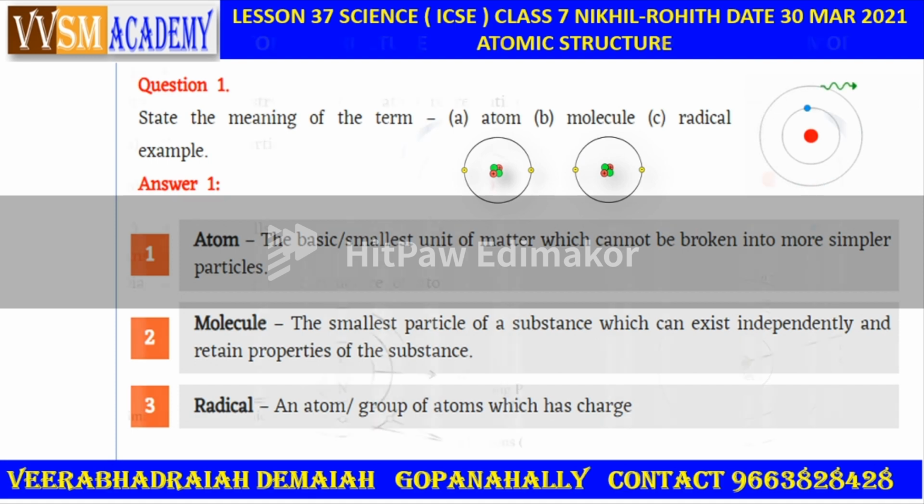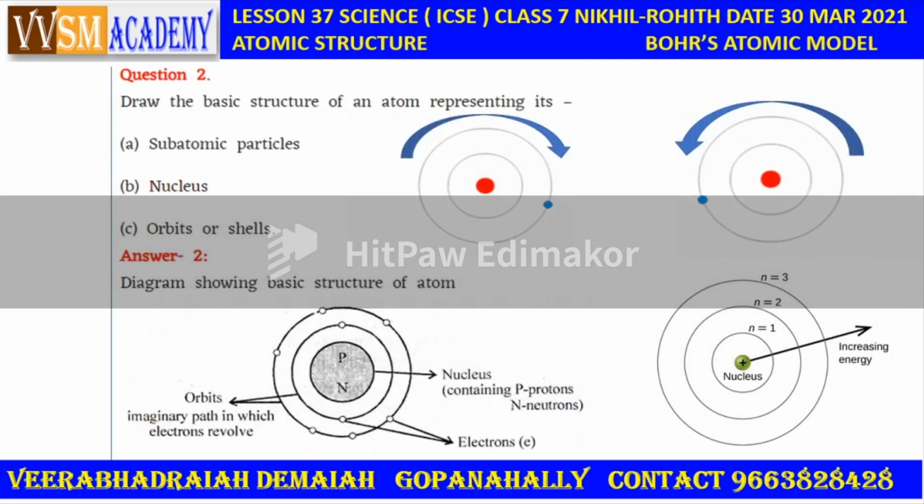Well, this is the question I have given to you. You have to solve it yourself. Question number 2 is very important. Draw the basic structure of an atom representing subatomic particles, nucleus, and orbits or shells. I told you, a neat diagram of the basic structure of an atom. An atom consists of electrons, protons, neutrons. The electrons revolve around the nucleus of an atom, and the protons are packed in the nucleus. This is all represented by the neat diagram, the basic structure of an atom. Please practice these things. Now you observe these two structures.